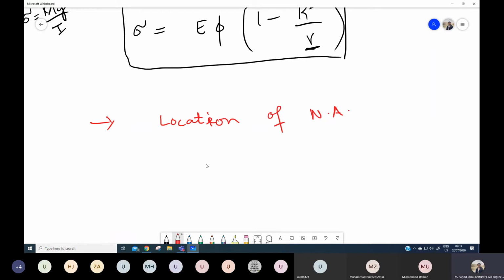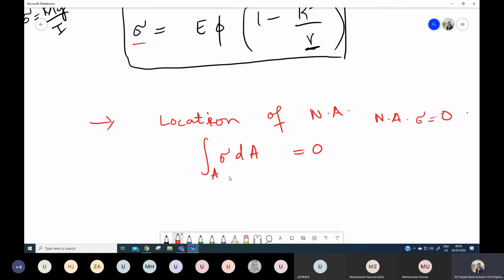So neutral axis, we know that the stresses are zero. So this is the equation for the stress that we already have. But this stress equation is for one particular area or differential area dA. So if I integrate this equation with respect to total area, I will get the total stress. So for the neutral axis, we know that the stresses are zero.